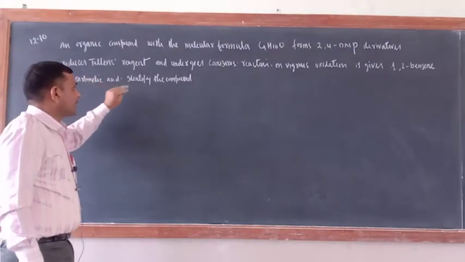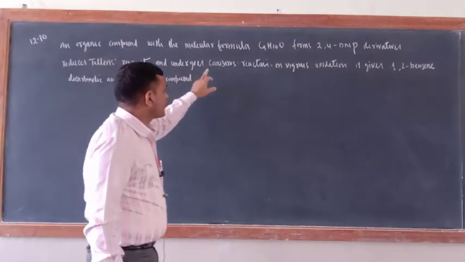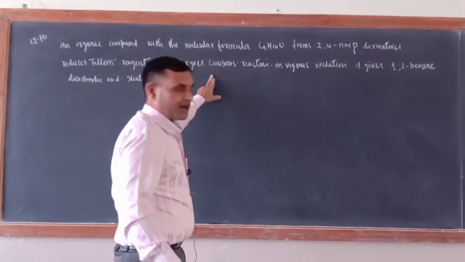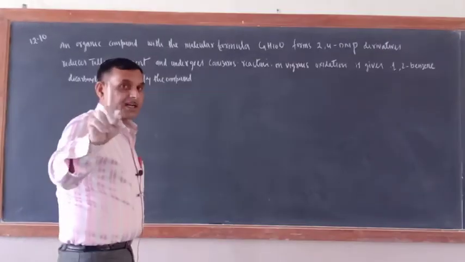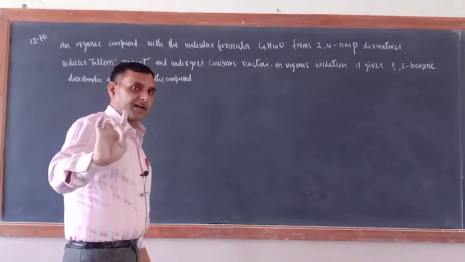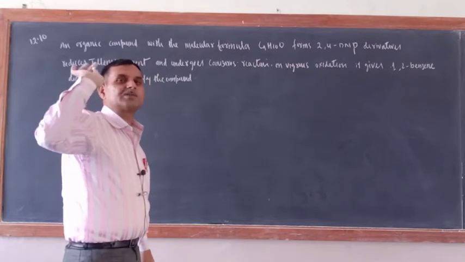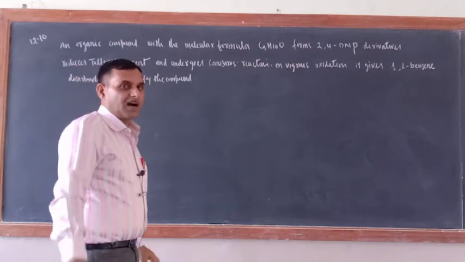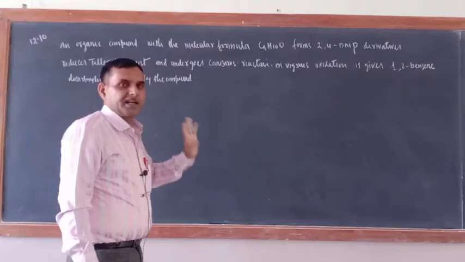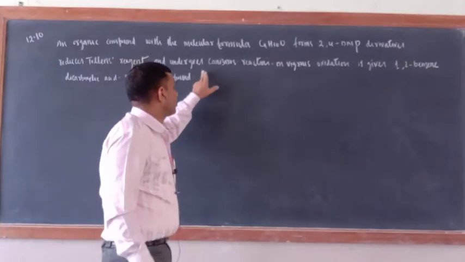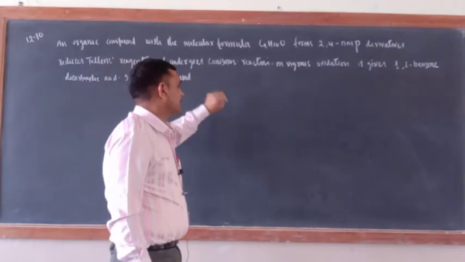Next one is, it undergoes Cannizzaro reaction. Undergoing Cannizzaro reaction means it contains the aldehyde group, and it does not contain any alpha hydrogen. That is why it is undergoing Cannizzaro reaction.